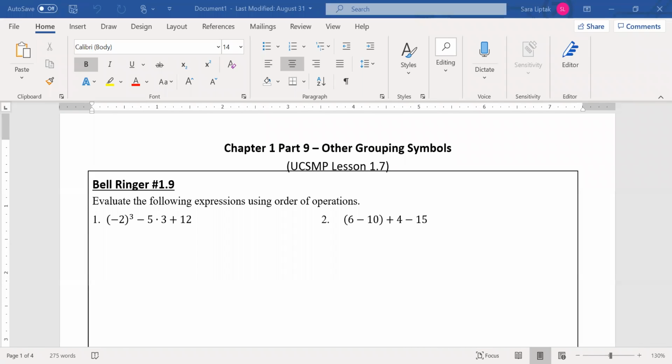Hello, Pre-Algebra. Today we are going to be looking at Chapter 1, Part 9, and this is going to be other grouping symbols. So if you don't have the worksheet out in front of you, pause the video, go find your guided notes. You might have to pull it up on Teams if you don't have it, and let's try the bell ringer together.